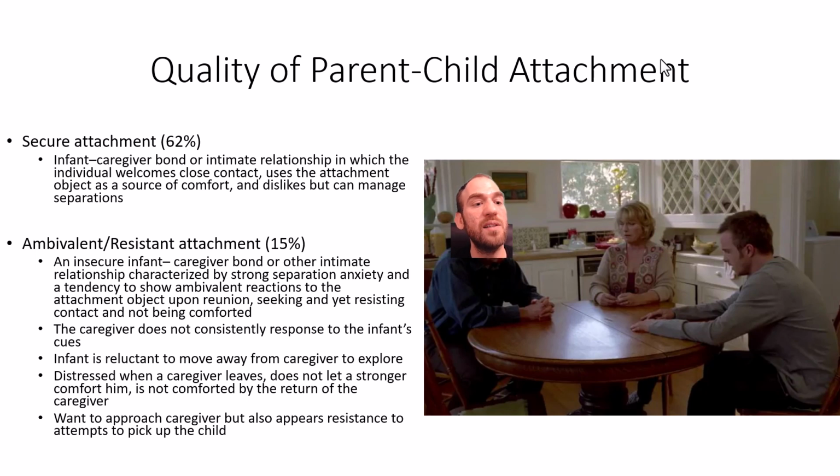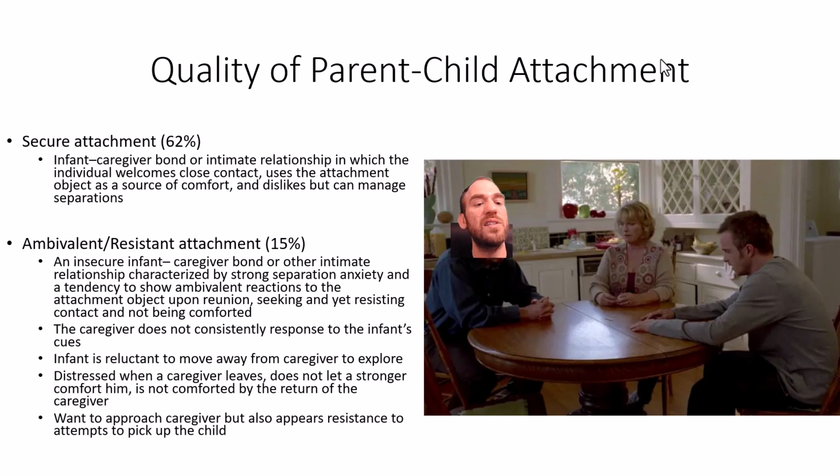First is secure attachment, the infant-caregiver bond or intimate relationship in which the individual welcomes close contact, and by individual I mean the toddler or the young child, infant, uses the attachment object as a source of comfort and dislikes separations, but can manage them. So during that reunion process, the infant welcomes the caregiver back into the room, and they're using the caregiver as a source of comfort because they're stressed out being alone and also seeing a stranger, like some ominous guy or something along those lines. And they can deal, like separation is not the most pleasant thing in the world, but they can deal with it.